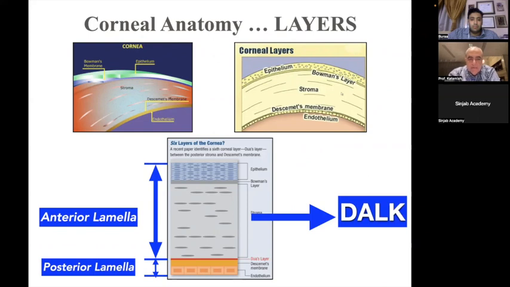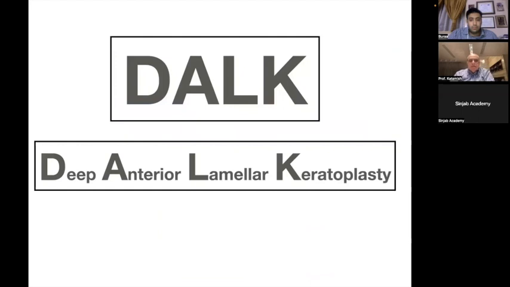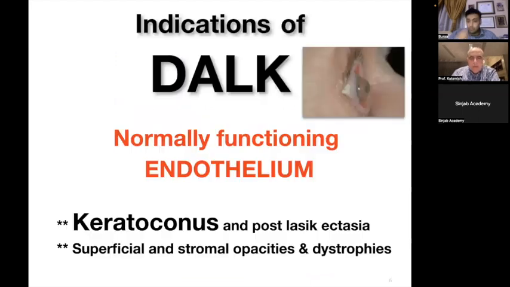On the other hand, if we have a pathology in the posterior lamella, in the endothelium, there is no sense to change the whole cornea. We just change only the diseased endothelium by an operation called endothelial keratoplasty. So DALK means deep anterior lamellar keratoplasty. The indication for DALK is any corneal pathology with normally functioning endothelium. The most common causes for these indications are keratoconus and post-LASIK ectasia, superficial and stromal opacities, and dystrophies.